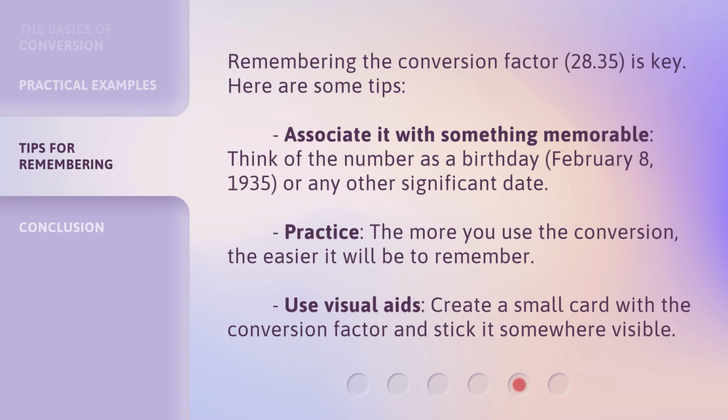Remembering the conversion factor, 28.35, is key. Here are some tips. Associate it with something memorable. Think of the number as a birthday, February 8, 1935, or any other significant date. Practice. The more you use the conversion, the easier it will be to remember. Use visual aids. Create a small card with the conversion factor and stick it somewhere visible.